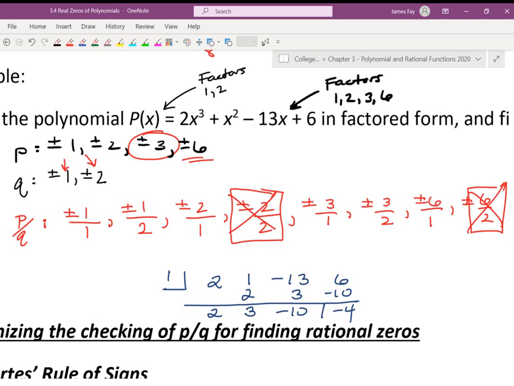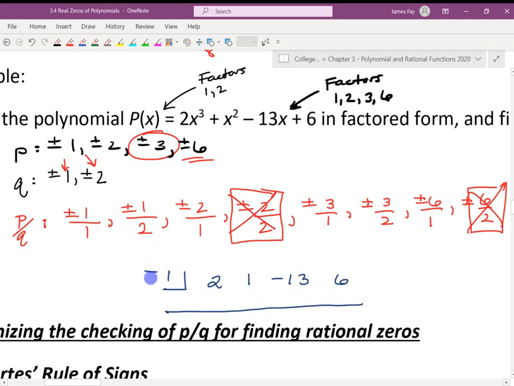Or, if I've written lightly, I can just quickly erase that stuff and then try negative 1. Does that make sense? Okay, so I tried 1, now I'm going to try negative 1. Bring down my 2, gives me negative 2, gives me negative 1, gives me 1, negative 12, 12, 18. Is that a 0? Nope. So I keep going. So I tried 1, tried negative 1. They don't work.